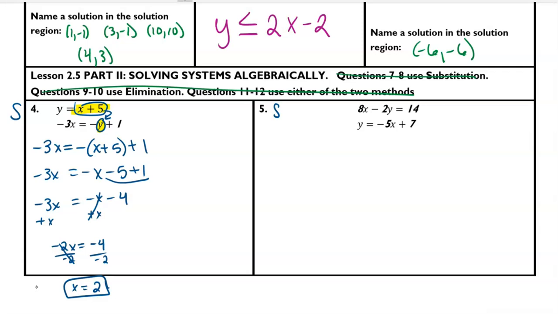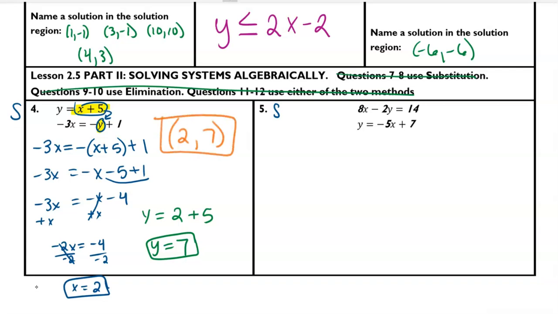We need to solve for y and x. So let's take the x and plug it into one of the original equations. Now we have y equals 2 plus 5. y equals 7. So our solution, the point of intersection between these two lines, is at 2, 7. Please write your answer as a coordinate point on the test.